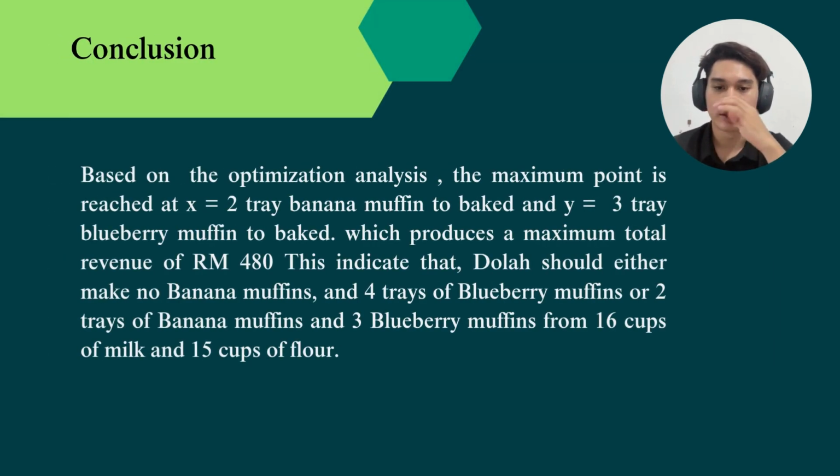Based on the optimization analysis, the maximum revenue of 480 ringgit is achieved at two points. The first is baking 2 trays of banana muffin and 3 trays of blueberry muffin, or baking 0 trays of banana muffin and 4 trays of blueberry muffin. This means Dola should either make no banana muffin and 4 trays of blueberry muffin, or 2 trays of banana muffin and 3 trays of blueberry muffin, using 16 cups of milk and 15 cups of flour.